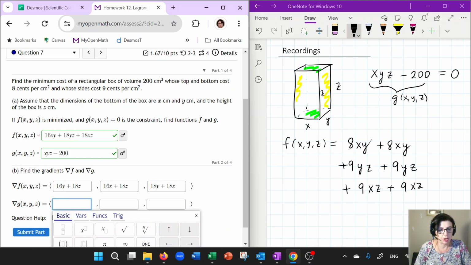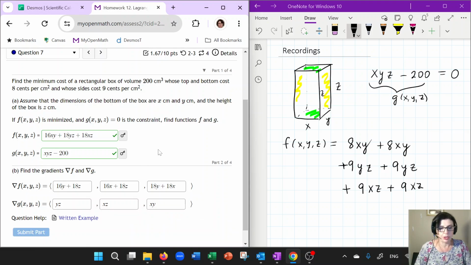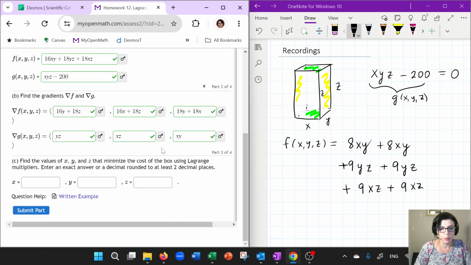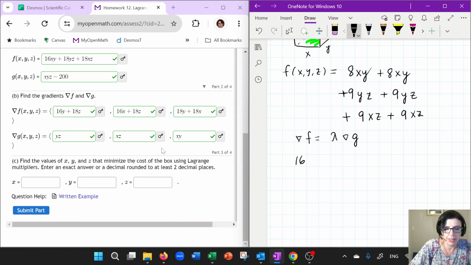Now let's deal with the gradient of g. That one's much simpler because there's only one term. The 200 obviously will disappear when you take the derivative. So that'll just be yz for x, xz for y, and xy for z. Once you get the gradients, you're supposed to figure out a number lambda such that the gradient of f is equal to some multiple, which is called the Lagrange multiplier, times the gradient of g.